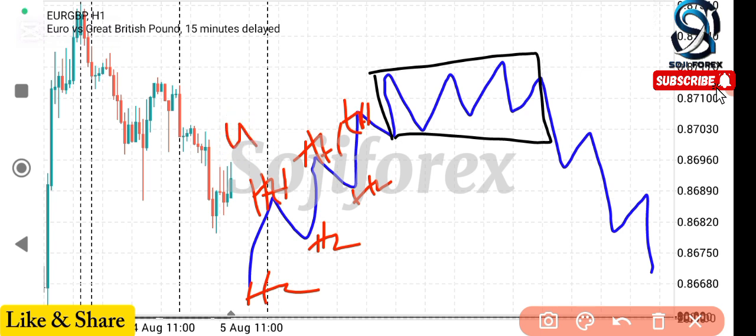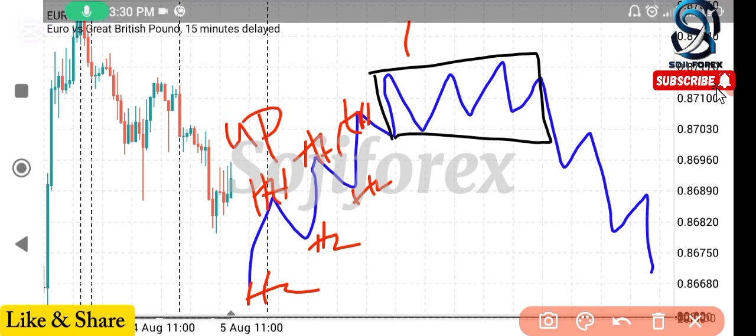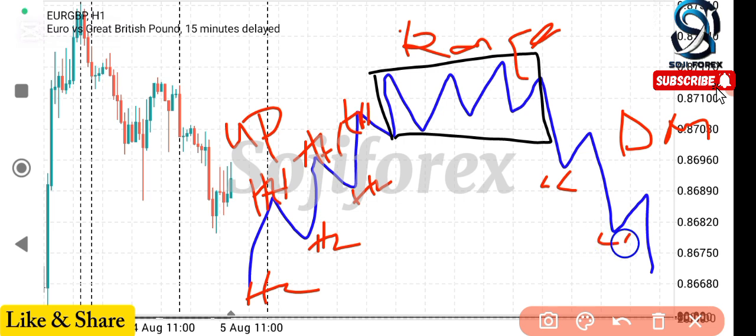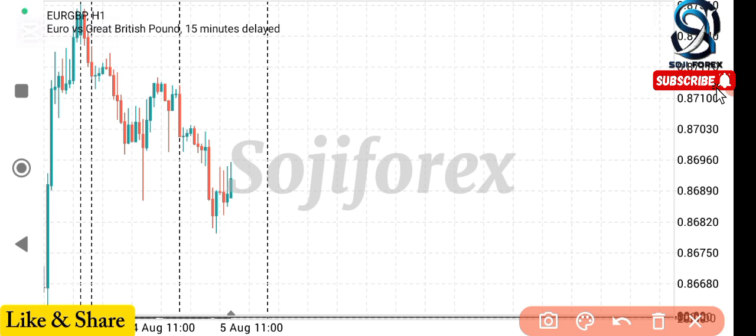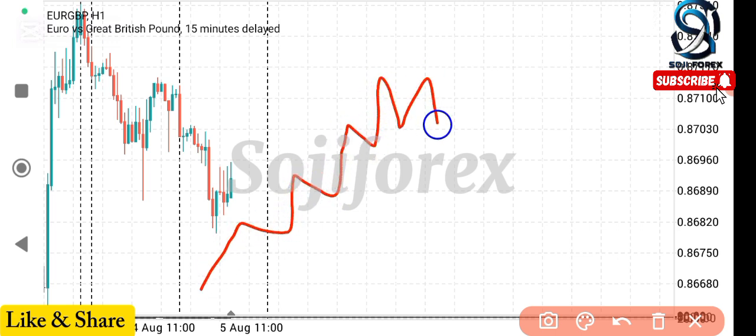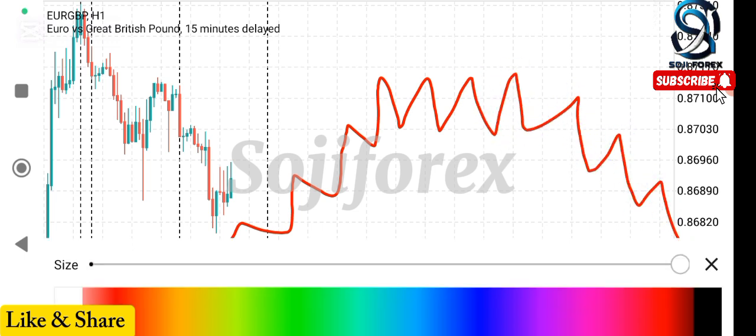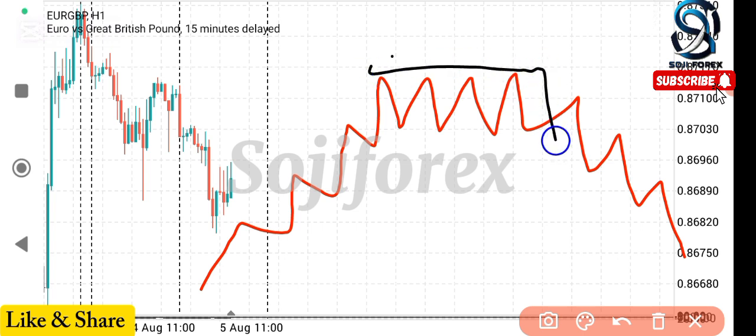So here we have an uptrend, and here we have a ranging market. So this is a range, and here this is a downtrend. In a downtrend scenario, price will be making lower lows and lower highs. So whenever you open your chart, you will always meet the price doing one of these things. It is either the price is buying, or the price is selling, or the price is consolidating.